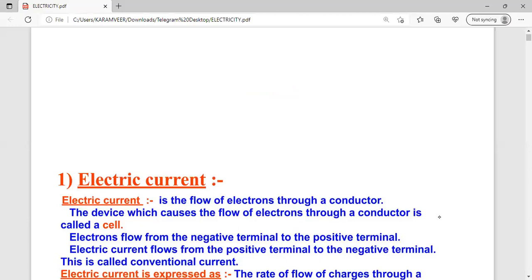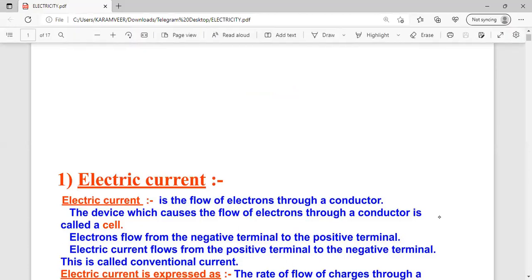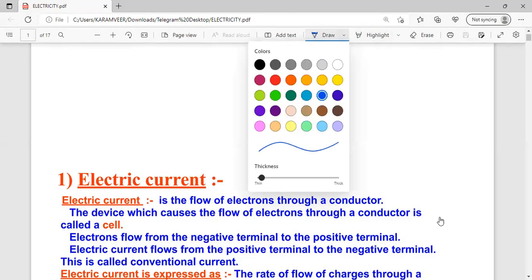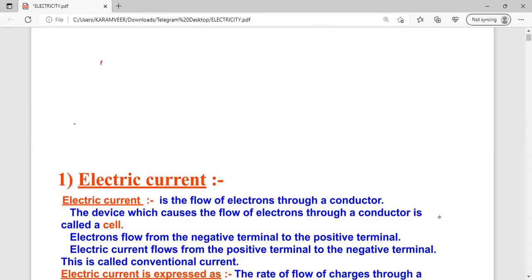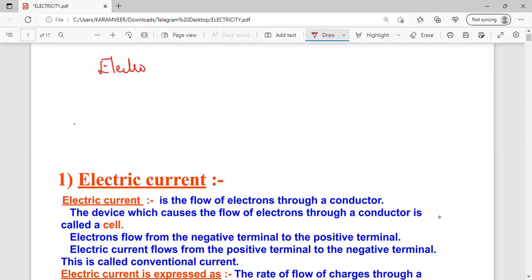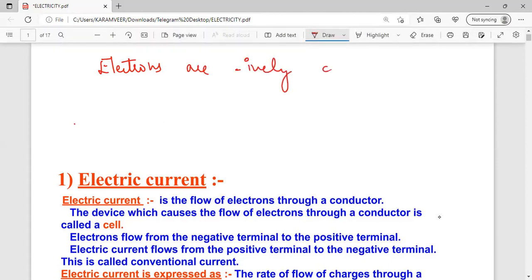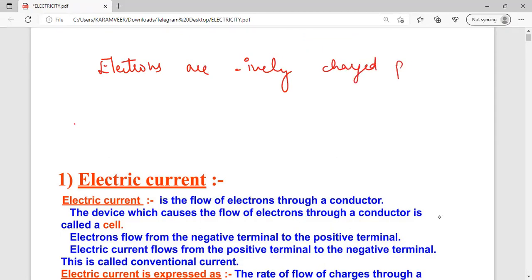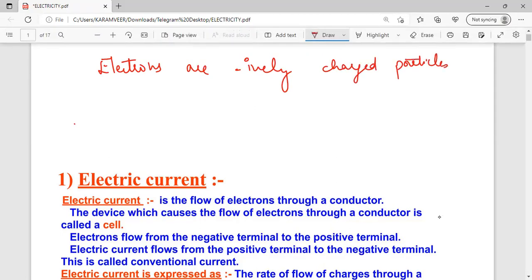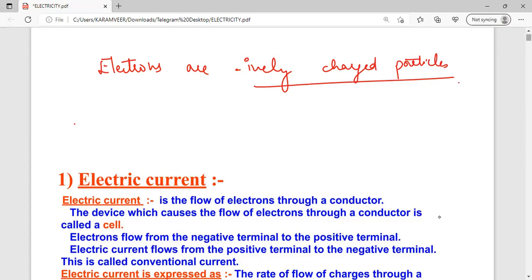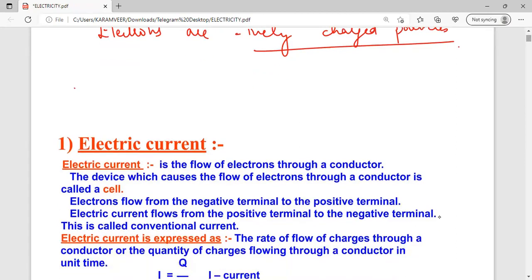So, electric current is basically defined as the flow of electrons through a conductor. What are electrons? Electrons are basically a negatively charged particle. So, the flow of negatively charged particles through a conductor is basically called electric current.